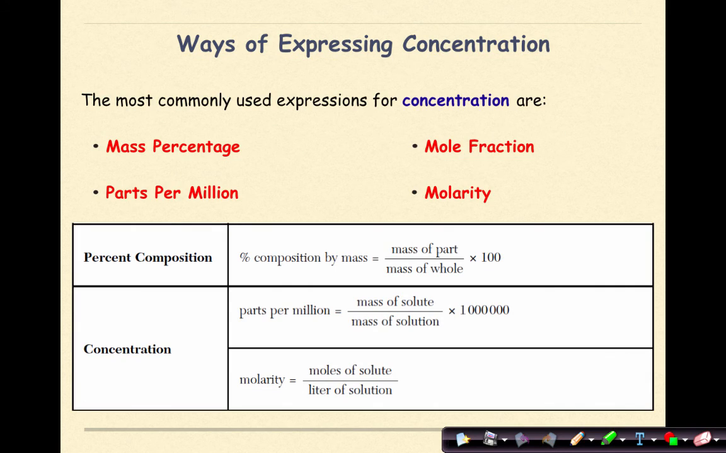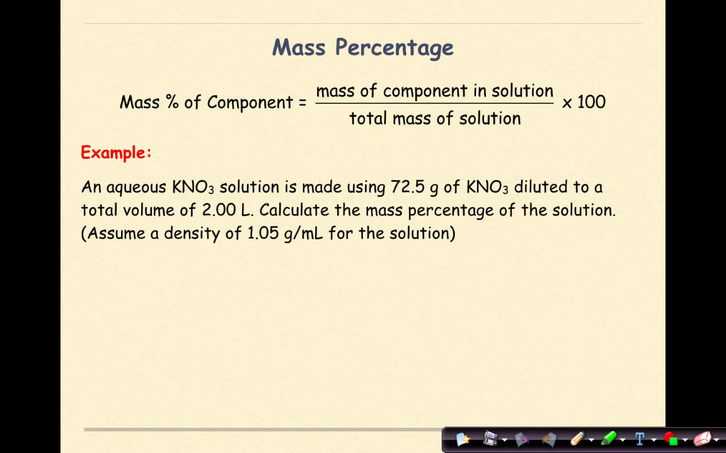The most commonly used expressions for concentration are mass percentage, parts per million, mole fraction, and molarity. Let's look at our first one, mass percentage. The formula for mass percentage is: the mass percentage of the component equals the mass of the component in the solution over the total mass of solution, times 100. So let's look at an example.